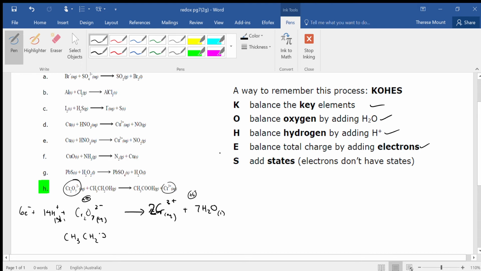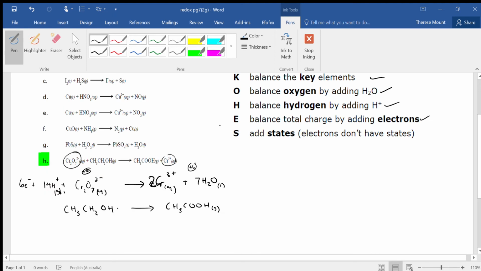So next molecule here, ethanol. All right, now we need to balance out this equation. Key elements, so we've got some carbon here that we need to have a look at. So how many carbon do we have on each side? We need to balance that out. So 1, 2 on that side, 1, 2 on that side. Okay, so that sounds good.